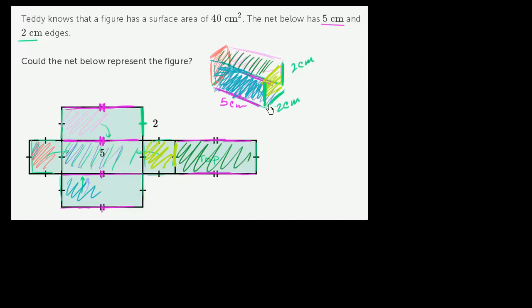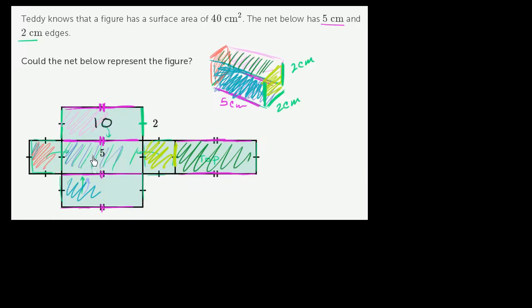But let's go back to the original question. Is this thing's surface area 40 square centimeters? Well, the good thing about this net here is it's laid out all of the surfaces for us, and we just have to figure out the surface area of each of these surfaces and then add them together. So what is the surface area of this one here? Well, it's going to be 5 centimeters times 2 centimeters. So it's going to be 10 square centimeters.